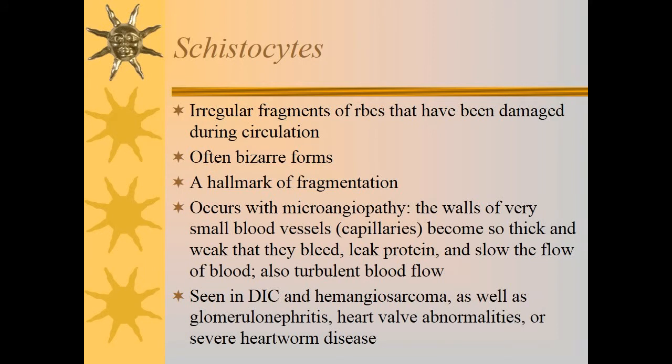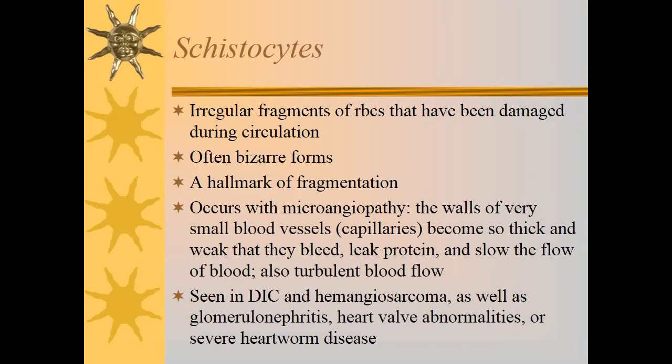Schistocytes. Schistocytes are irregular fragments of RBCs that have been damaged during circulation. They often appear in bizarre forms. Classically, they are a hallmark of fragmentation. They usually occur with microangiopathy. Microangiopathy, also known as microvascular disease, or small vessel disease, is a disorder affecting small blood vessels in the body.